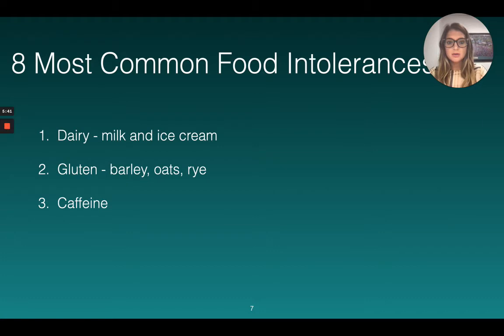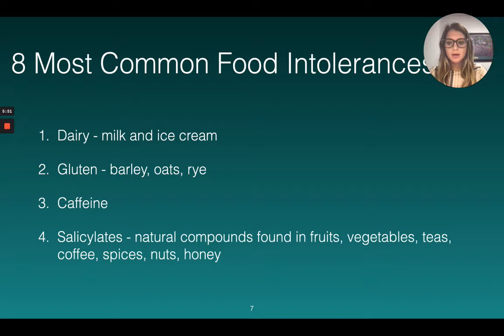Next, we have caffeine. Some people are very sensitive to caffeine. It can cause rapid heartbeat, sweating. So some people do have an intolerance to being able to break down that component. And then salicylates, which are natural compounds that are found in some fruits, vegetables, teas, coffee, spices, nuts, and honey. So again, some people may not be able to tolerate this component that is found in these food items.